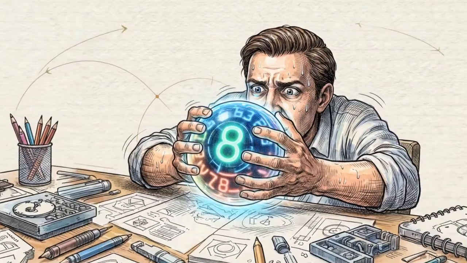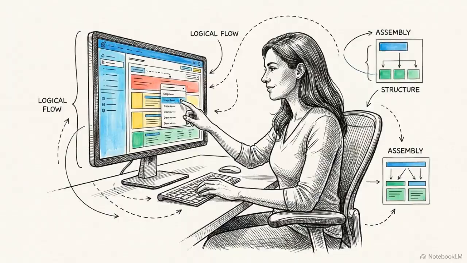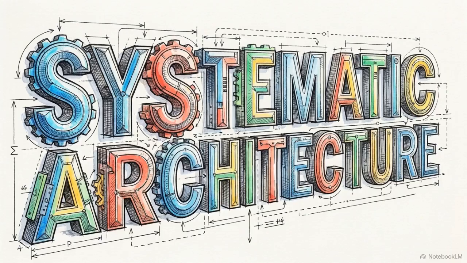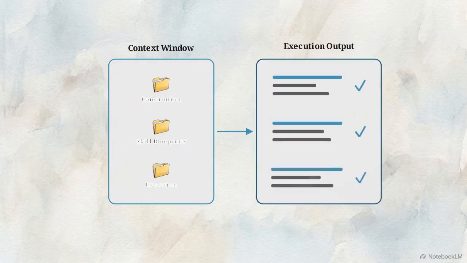An amateur treats the AI like a magic 8-ball, hoping a clever prompt will solve a complex problem. A professional treats it as a constrained computational engine. Generating complex code is not a matter of finding the right vibes. It is a matter of engineering a structural system that contains and directs the AI's focus.